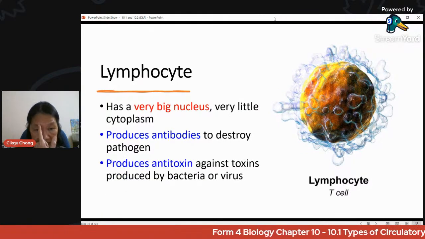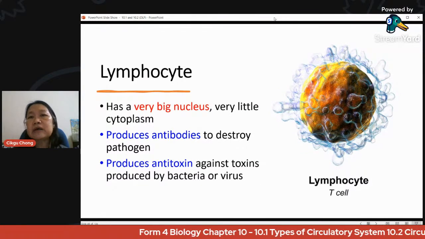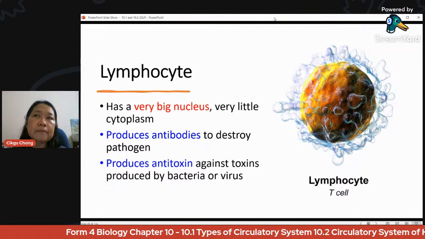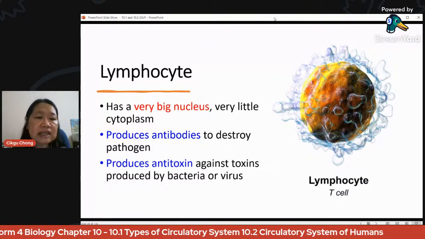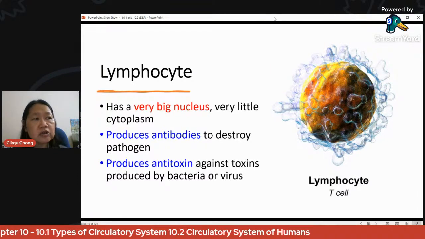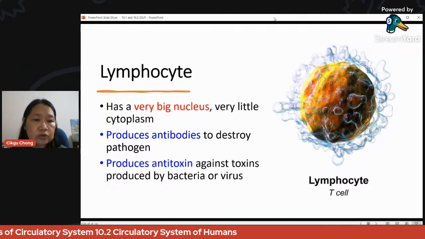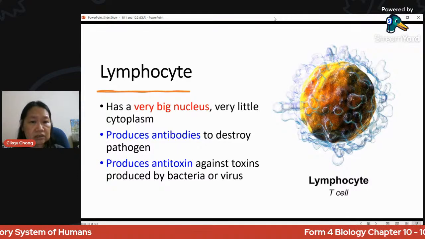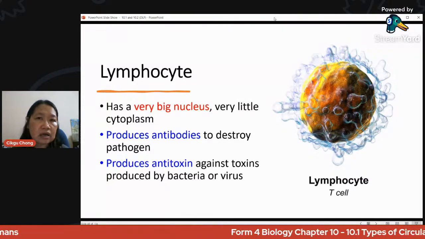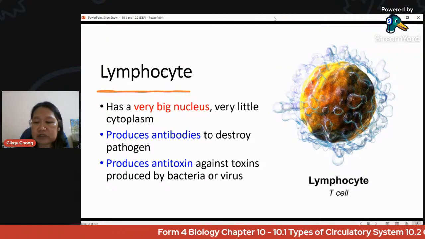Okay, next, it produces antitoxin. Antitoxin is a substance that can break down the toxin. Toxin is like poison. Okay, something that has entered your body that is poison to you. So your lymphocyte will produce antitoxin to fight against the toxin. This toxin actually comes from being produced by bacteria or virus.